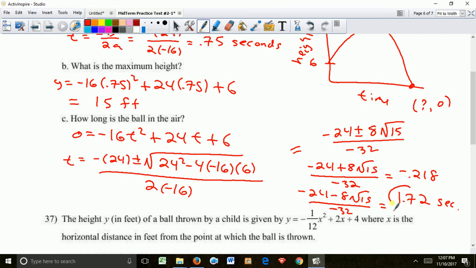So you do want the positive solution. The ball is in the air for 1.72 seconds.